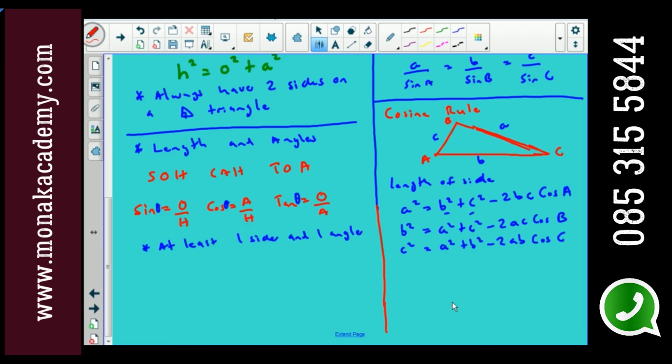Is my triangle a non-right angle triangle? Yes. Am I given at least two sides and an angle? Yes. So I'm going to use my sine rule. Am I given nothing at all in terms of angles? So I'm going to use my cosine rule.